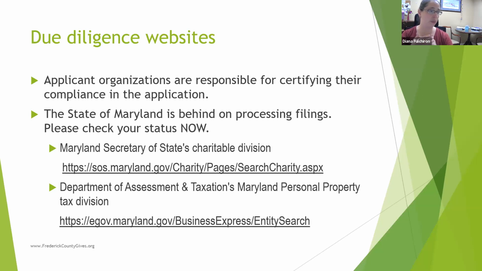So this is something we will check. The application closes on August 15th, and we'll be checking on August 15th, August 16th, and the 17th to make sure everyone's in compliance. And if you come up with either of these places, the Secretary of State will tell you that you're out of compliance, and the Department of Assessment will tell you that you're not in good standing. If we see either of those things, your application will not go forward for consideration.